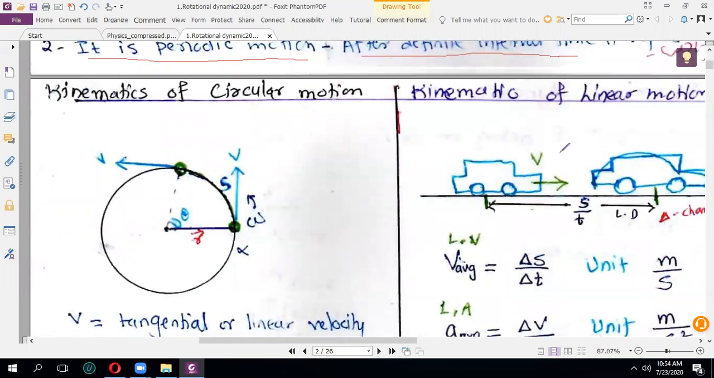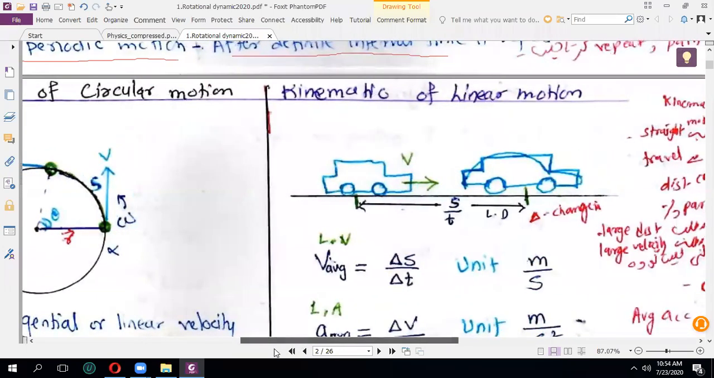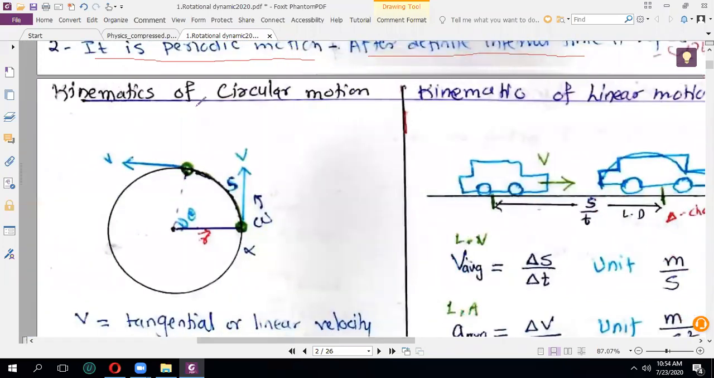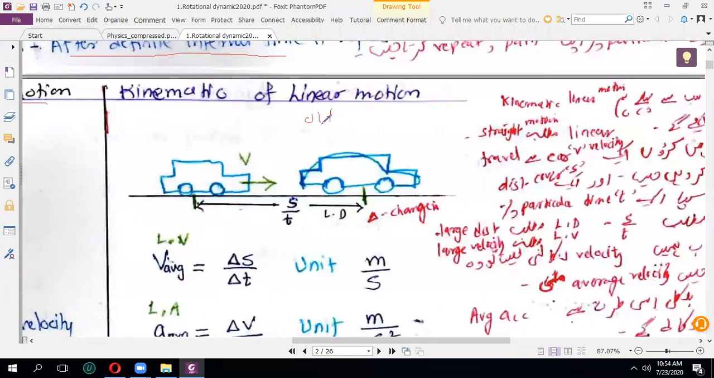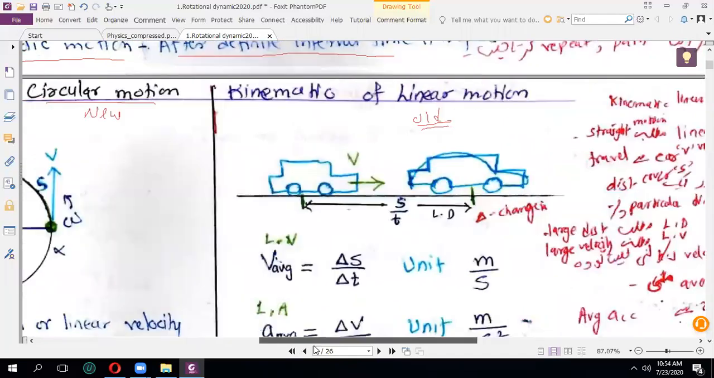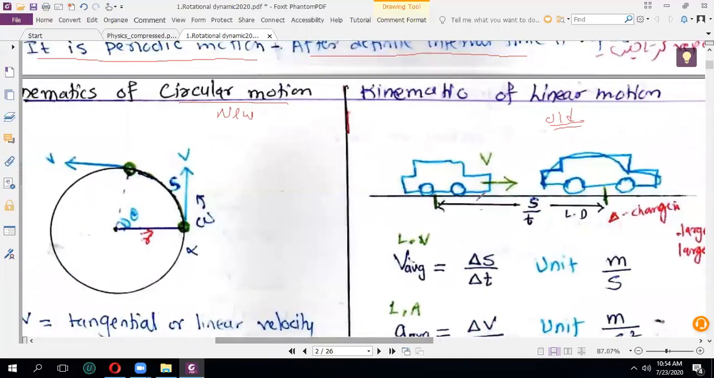So I'm making two different tables. One table I've written is kinematic circular motion. This is new for us. And the second is kinematic linear motion. This we already know from class 9 and 10. So with the help of linear motion, we can understand circular motion. If you understand linear motion now, you can easily understand circular motion.